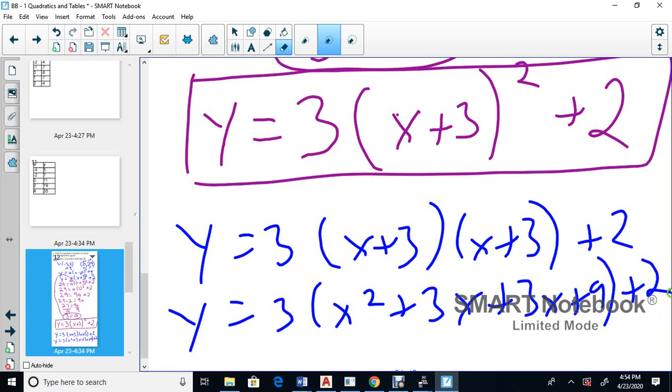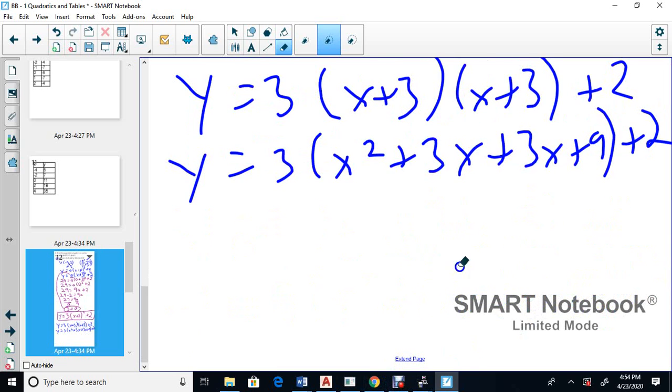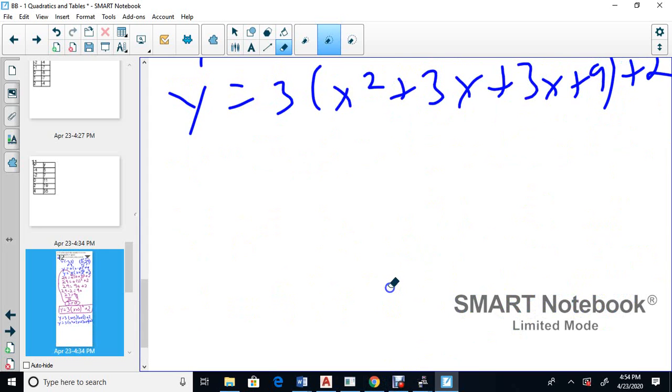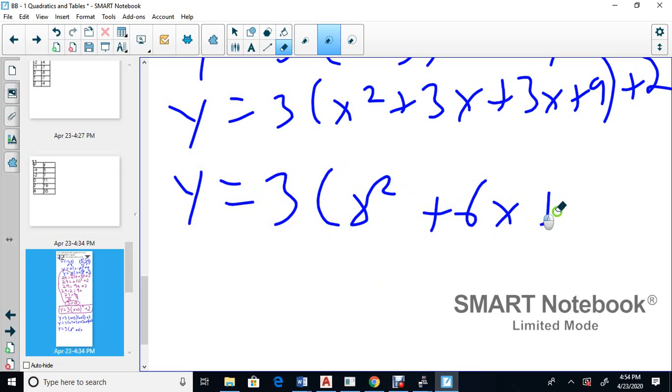We just expanded. I know I did this in another video. It's probably in the first video for this week. And we'll expand it again. So this is quite difficult. Y equals 3x squared plus 6x plus 9 plus 2. Okay, we'll just make that a little bit nicer.